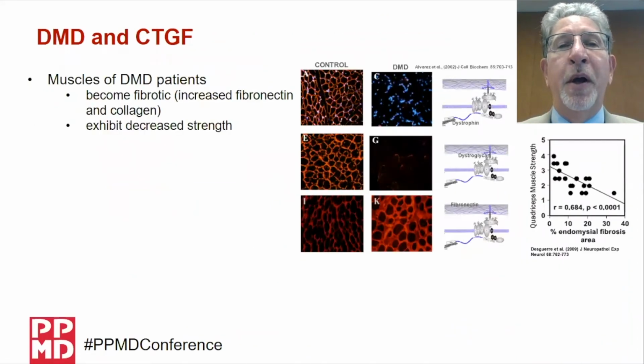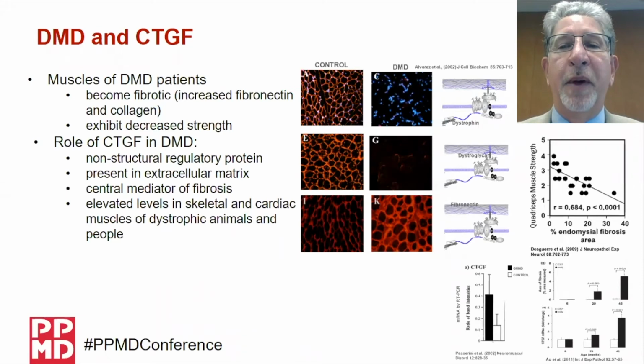Now, as you all know, DMD is a genetic disease in which there's a mutation in the dystrophin gene that prevents the expression of dystrophin protein. When this occurs and the muscles are used, the muscle fibers become damaged and they're replaced, rather than with new muscle fibers, with extracellular matrix molecules like fibronectin or collagen. And you see over on the right side that as fibrosis increases, muscle strength decreases.